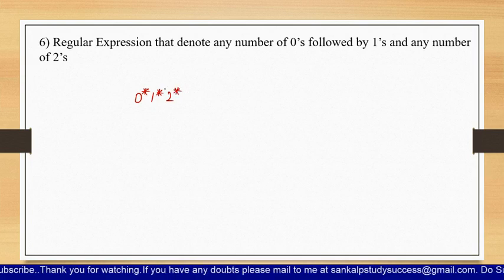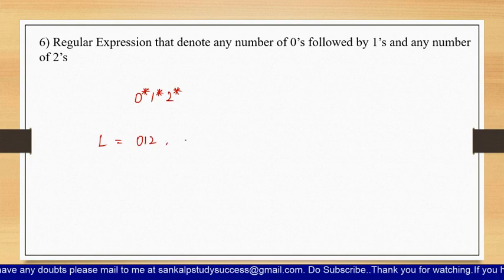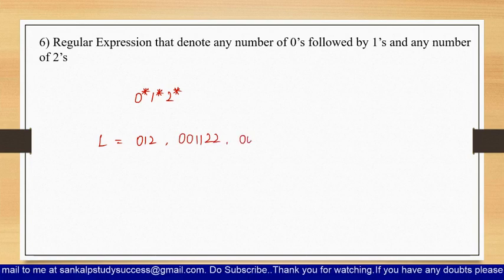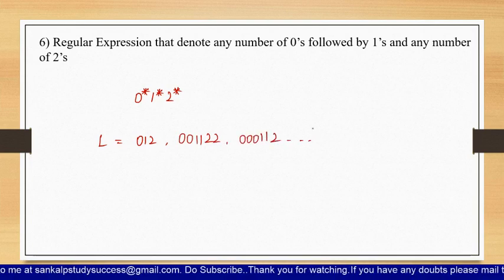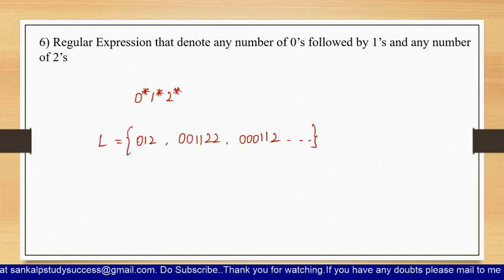If you see any number of, then it is nothing but asterisk, and if you see one or more number of, then it is nothing but plus. So 0 asterisk, 1 asterisk, 2 asterisk: the language will be 0 1 2 in that order. It will not be a combination of zeros, ones and twos. It will be zeros followed by ones followed by twos. That means 00 11 22, 000 112, like this. That means any number of zeros followed by any number of ones followed by any number of twos.